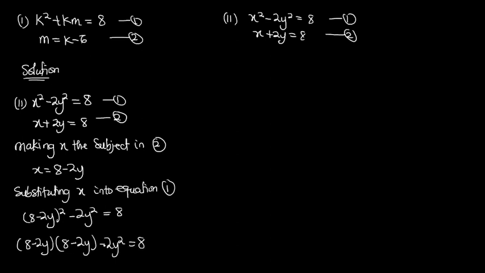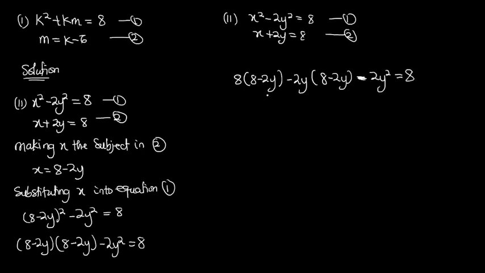So from here I can go ahead and expand the bracket. So I'll have 8 into bracket 8 minus 2y. Then I use the negative 2y to also multiply the bracket. So negative 2y, 8 minus 2y, and this minus this 2y, so minus 2y squared is equal to 8.